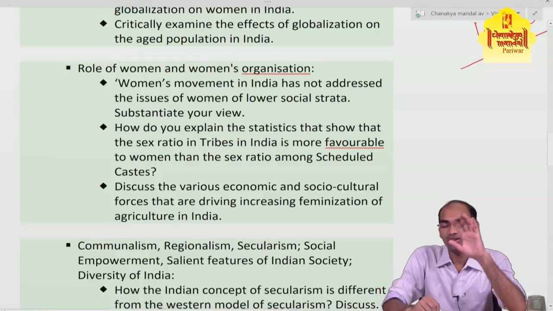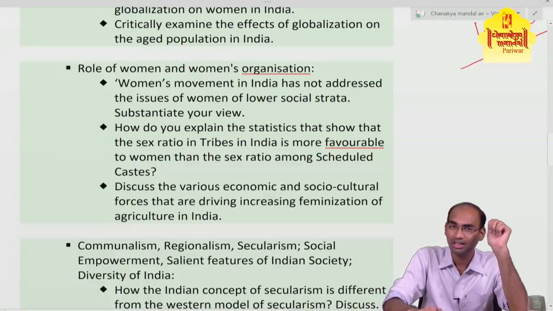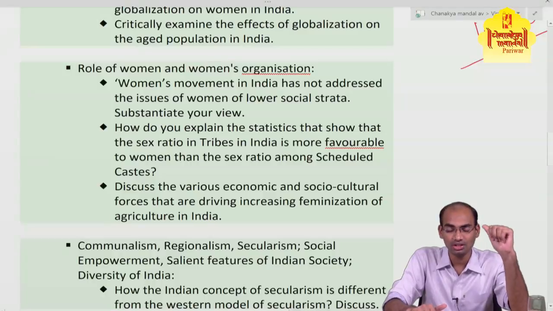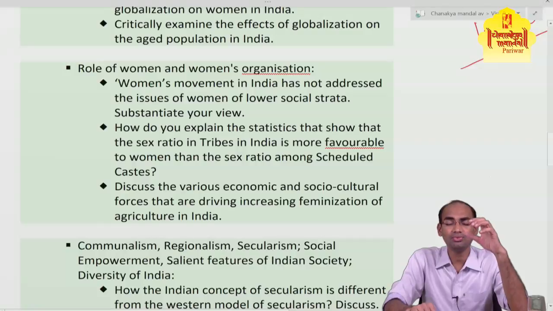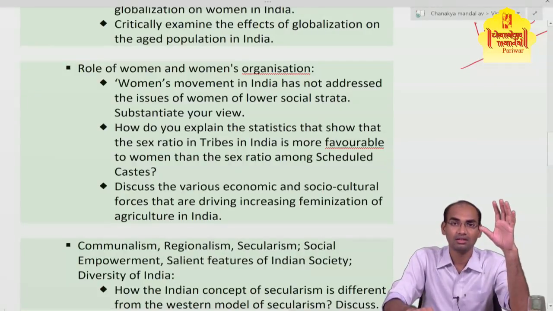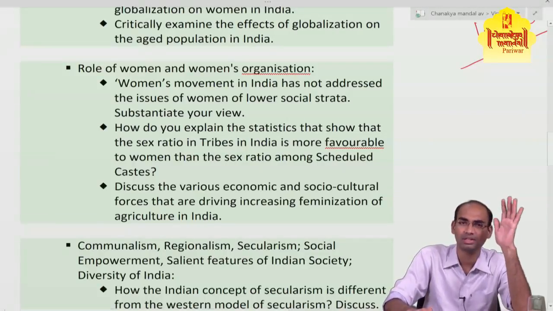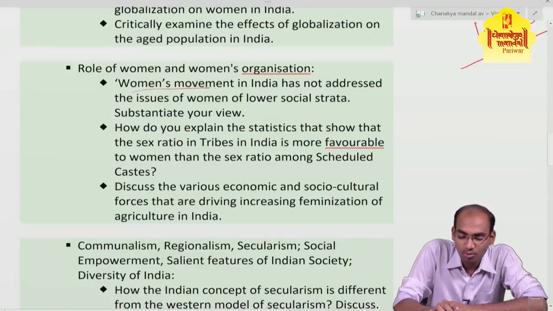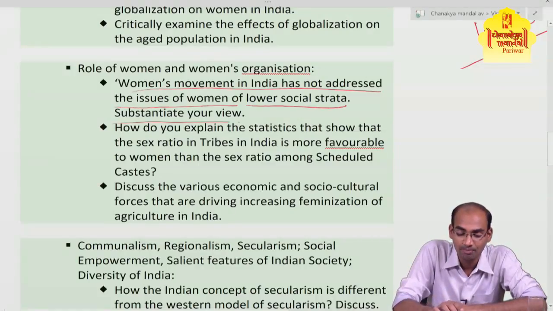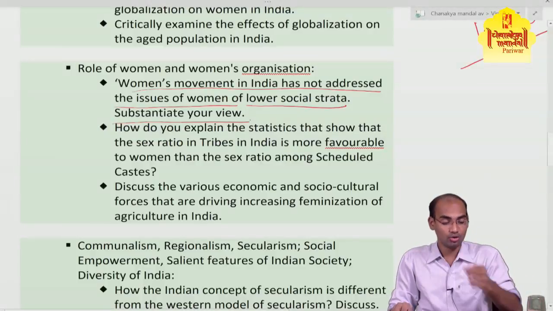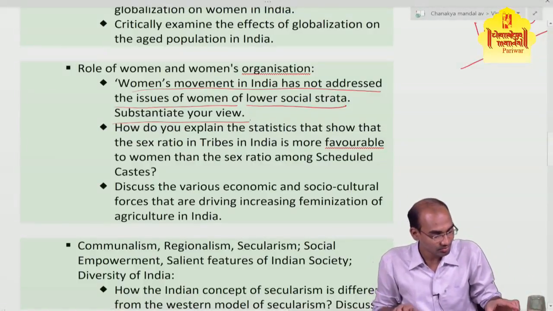Okay, I have already told you, every year there is at least one question on this topic, role of women and women's organization. If not directly, then indirectly, but there is always one question related to women, development, and all the population topics. Okay, women's movement in India has not addressed the issues of women of lower social strata. Substantiate your view.